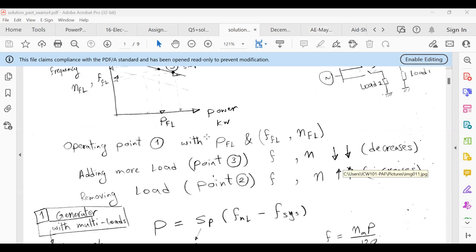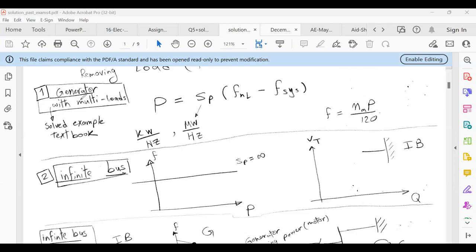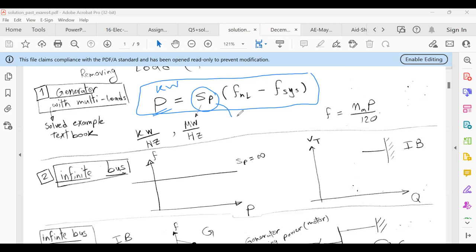Okay. Now let's take all the things that we discussed. To summarize all the main points, I'm going to have 4 cases, okay? First case is the generator with loads. This is what we discussed now. So the equation is the power, maybe in kilowatt, equals S, as we said, it's 1 over the slope, remember? So it's kilowatt per hertz or megawatt per hertz. Then multiply by the frequency no load minus the frequency of the system.